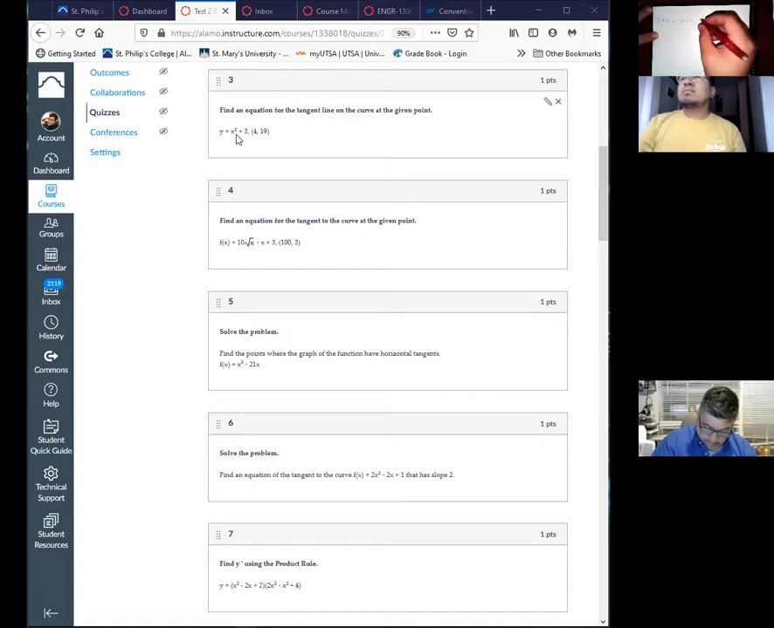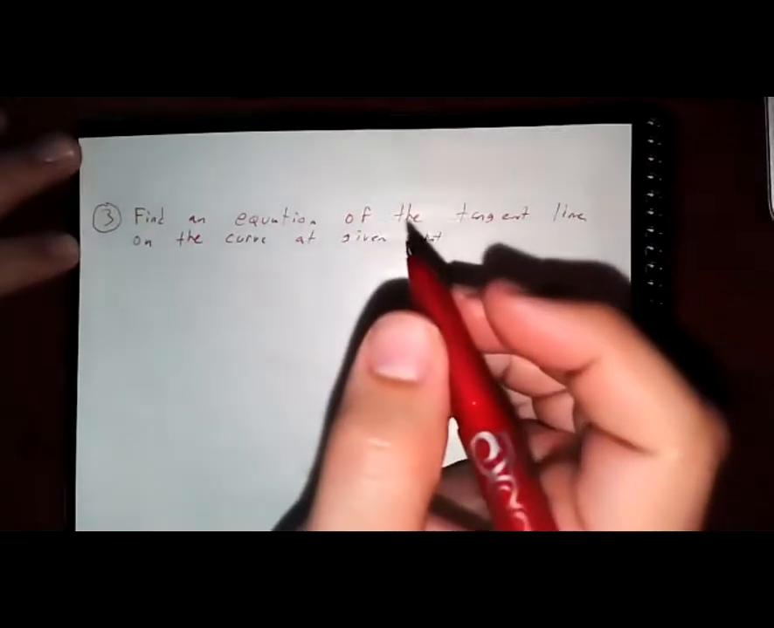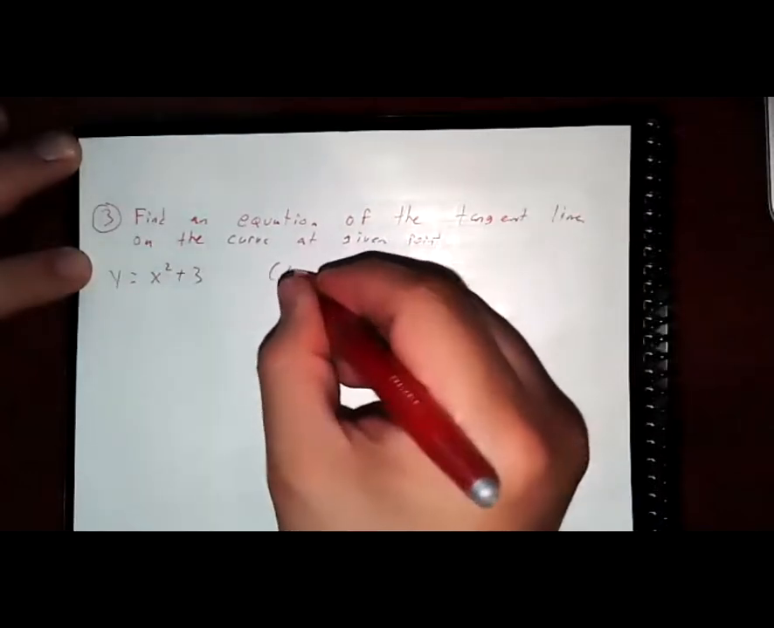Let me write the question down. Find the equation of the tangent line on the curve at the given point. All right. So y is equal to x squared plus 3. And then they give us a point 4, 19.